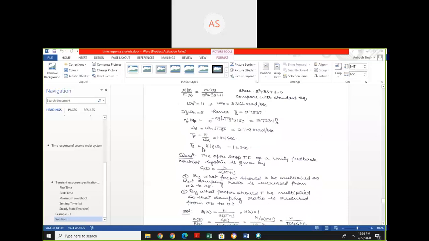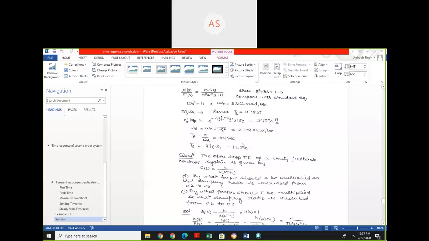Omega d is given by omega n multiplied by under root 1 minus zeta square. Substituting the values of omega n and zeta, we get the value of damped frequency, and Tp is given by pi by omega d, and Ts is given by 4 by zeta omega n. Substituting the values of omega n and zeta, we get the value of settling time and peak time.